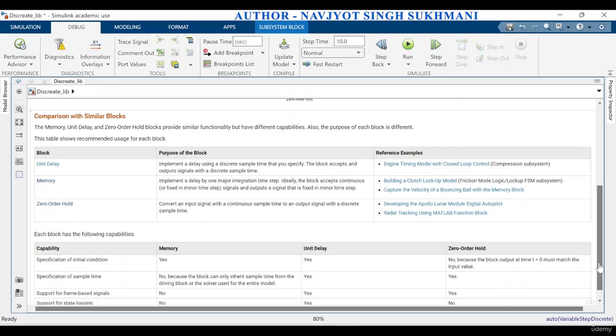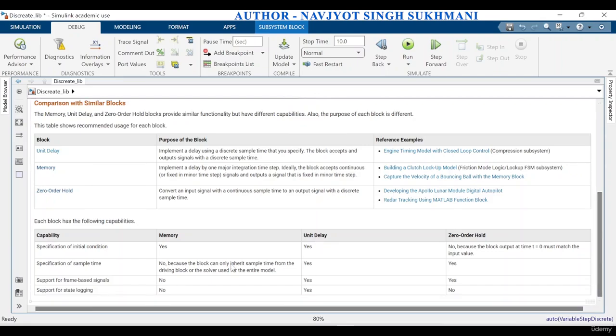The memory block is used to implement a delay by one major integration time step. Ideally, the block expects a continuous or fixed minor time step signal and outputs a signal that is fixed in a minor time step. This is the purpose. For the zero order hold block, the purpose is to convert an input signal with a continuous sample time to an output signal with a discrete sample time. This is the main purpose.